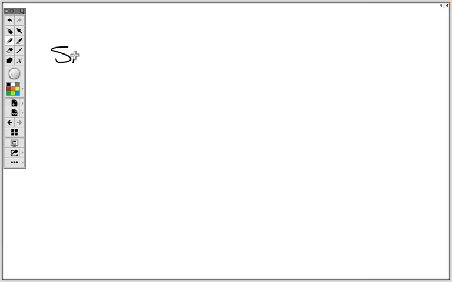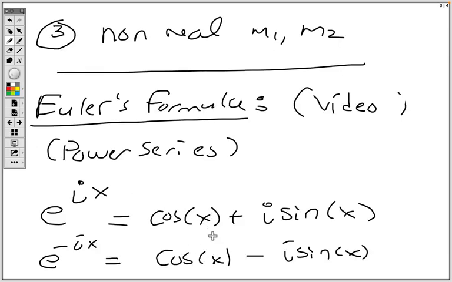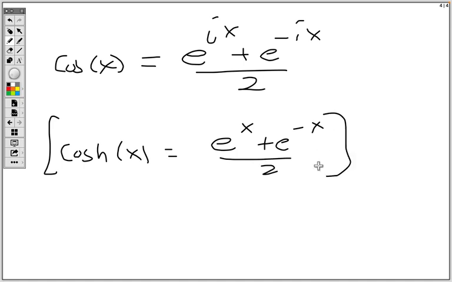So for example, cosine of x ends up being e to the ix plus e to the minus ix all over 2, which you can kind of get by adding these equations together. And you can compare that with our friend hyperbolic cosine, which is e to the x plus e to the minus x over 2. Right? So a lot of the behavior of cosh and cosine is very similar when it comes to taking derivatives because they're essentially the same type of linear combination. It's just real exponentials versus imaginary exponentials.